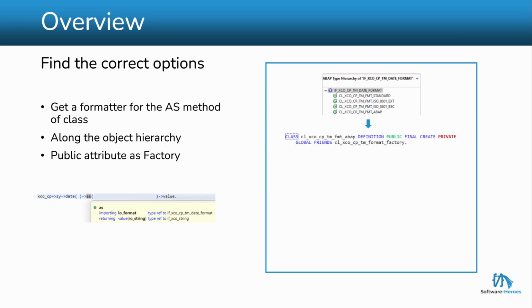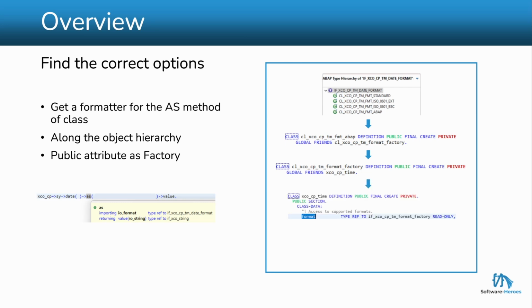Unfortunately, it is set to create private and there's no public attribute to create this format. However, we see a global friend with the corresponding factory, which means we will take a look at the factory in the next step. This is also set to create private, but again has a global friend. So we navigate to the next class.